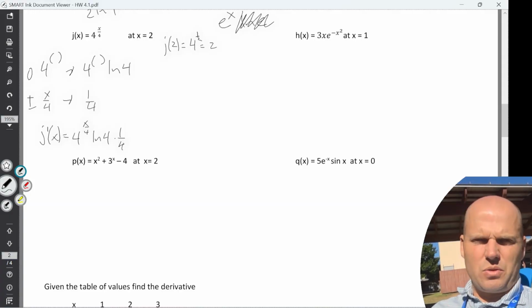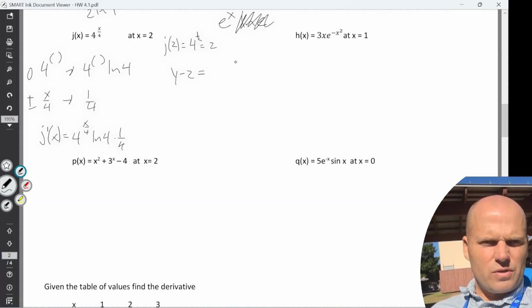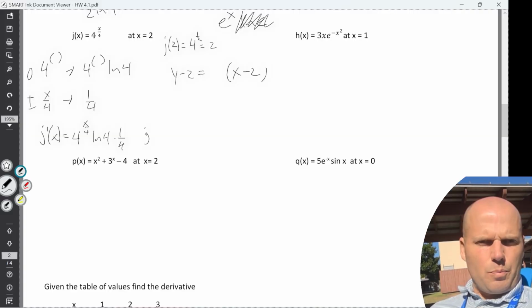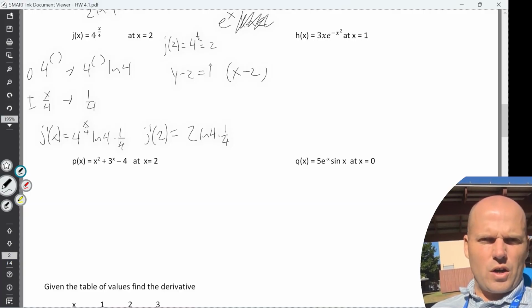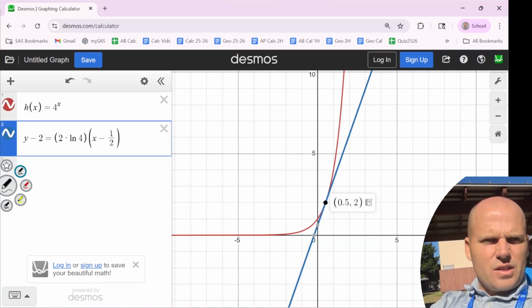It's not plus or minus 2, it's just 2. So we get y minus 2 equals the slope times x minus 2. We need our slope of j at 2. So that's 4 to the half, which is 2, times the natural log of 4 times a fourth. So that becomes half, or log 4 over 2. I multiplied the 2 and the 4 together to get a half. Let's see this.